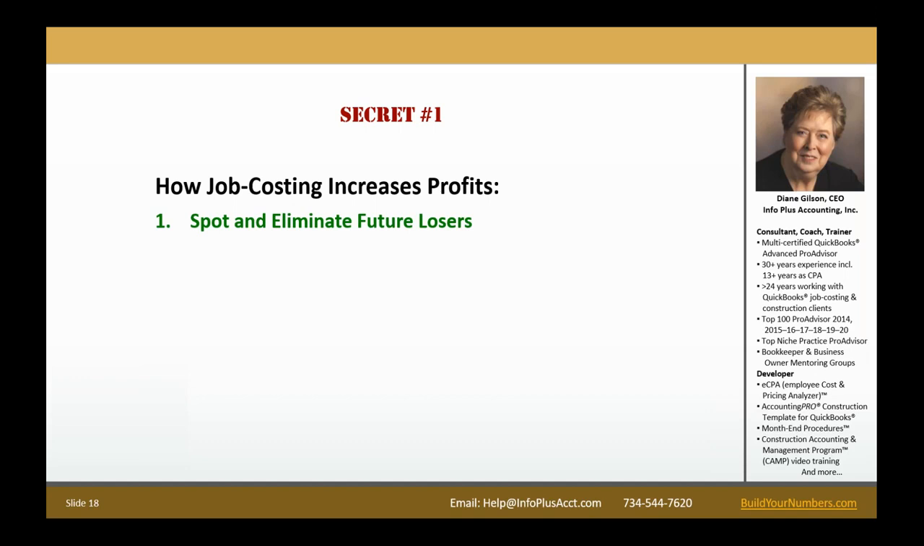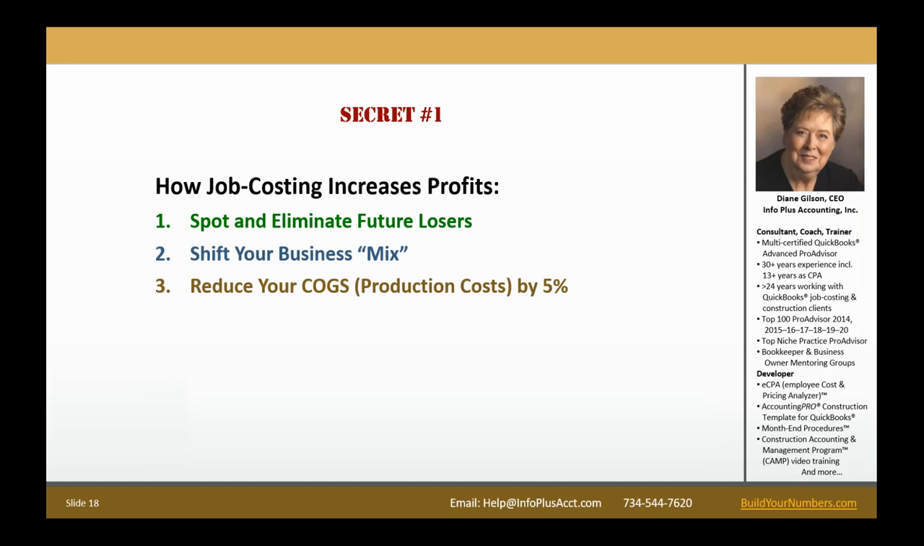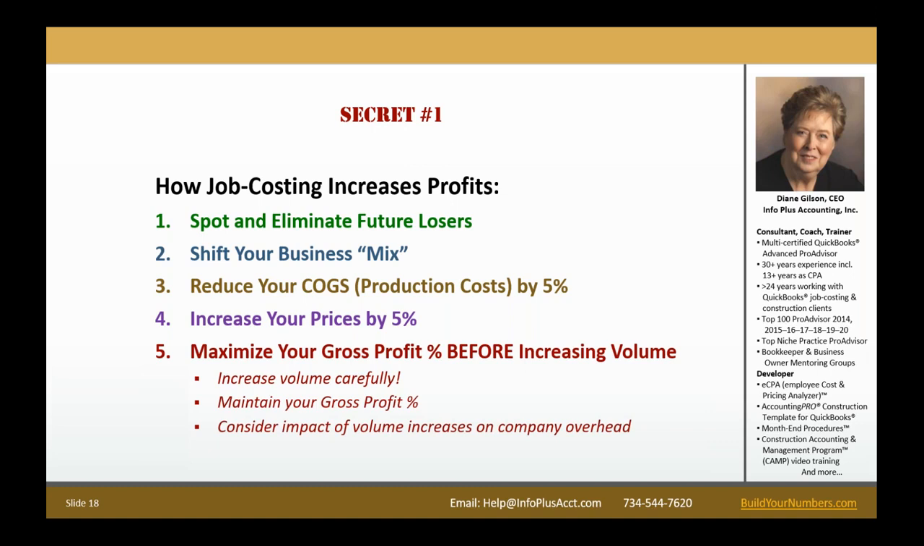So first of all, you can spot and eliminate future losers. You can shift your business mix. You can reduce your cost of goods sold, your production costs by, and I used 5% in the illustrations, or you can increase your prices by 5%, or you can do both of those. And then here's the caveat, maximize that gross profit before increasing volume.